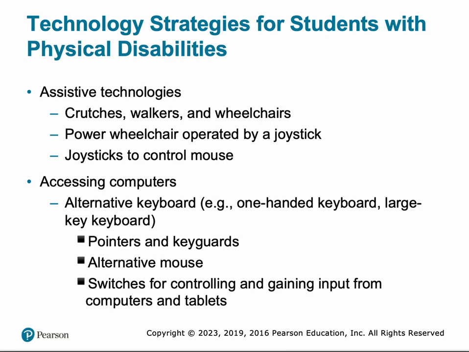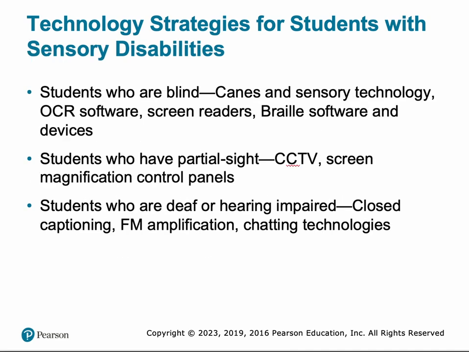Now, some of your students may have physical disabilities, and so some of these assistive technologies are going to be on the lower tech side: crutches, walkers, push wheelchairs, but then you're also going to have power wheelchairs that are going to be operated by a joystick and sometimes a mouse. And then accessing computers might be difficult for these students. So you might need alternative keyboards, which could be things like a one-handed keyboard or an extra large keyed keyboard. And it could be things where there's pointers or an alternative mouse or switches that are going to be controlling the computers and the tablets.